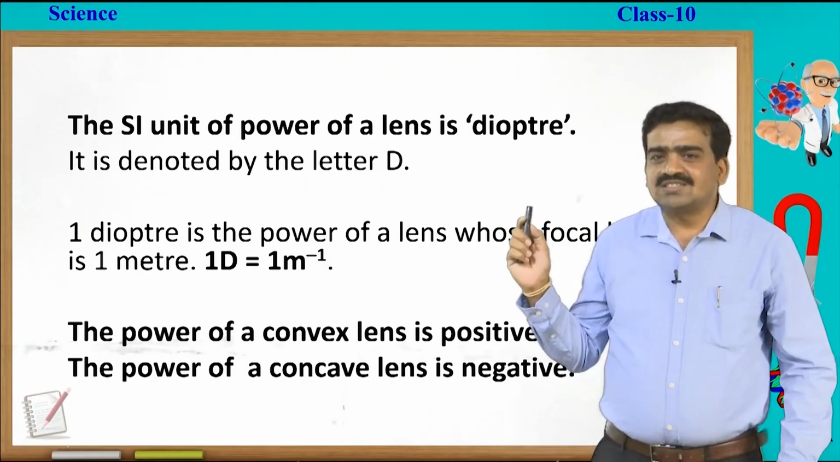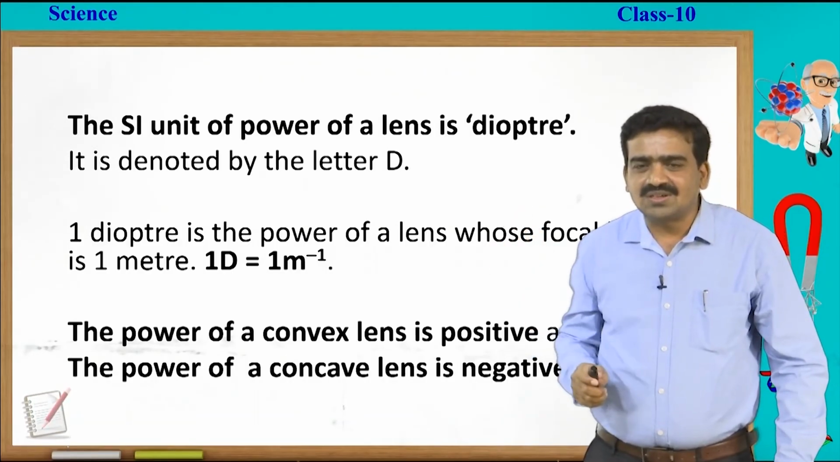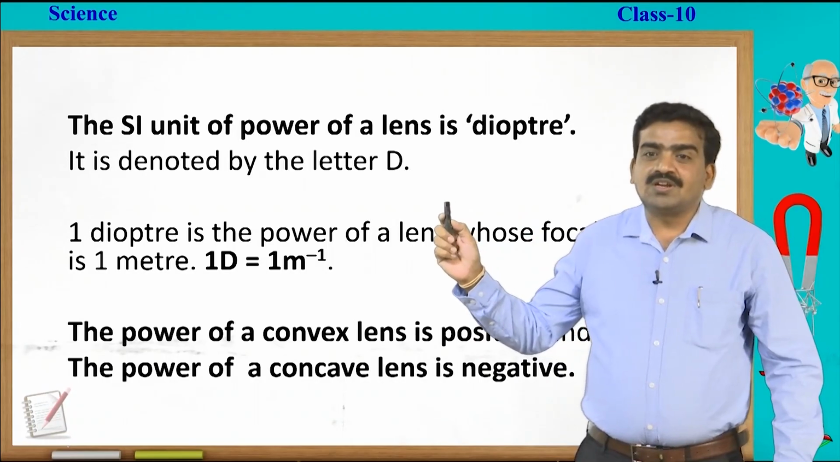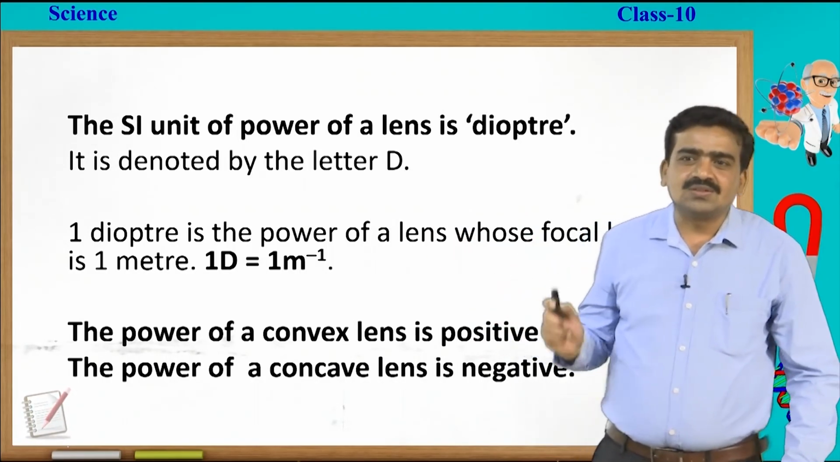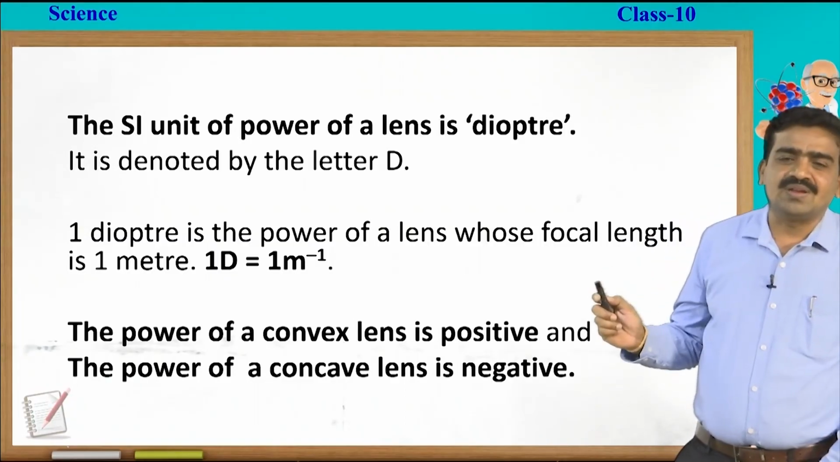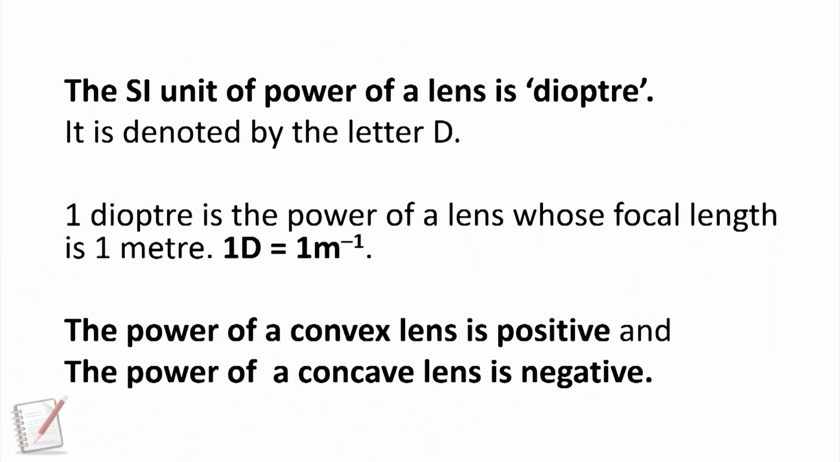The SI unit of power of a lens is diopter, and it is denoted by the letter D. 1 diopter is the power of a lens whose focal length is 1 meter, that is 1 D is equal to 1 per meter. The power of a convex lens is positive and the power of a concave lens is negative. So, these are the important points regarding the lesson.